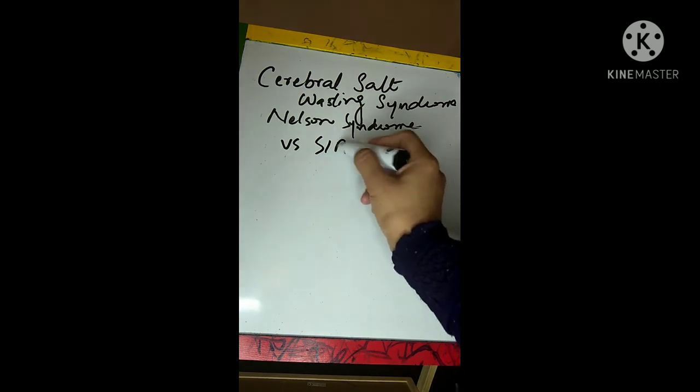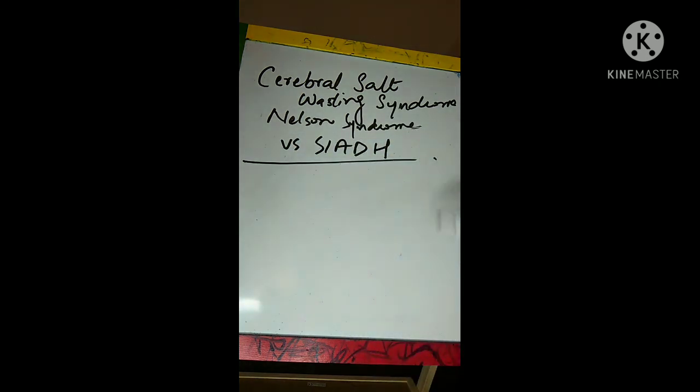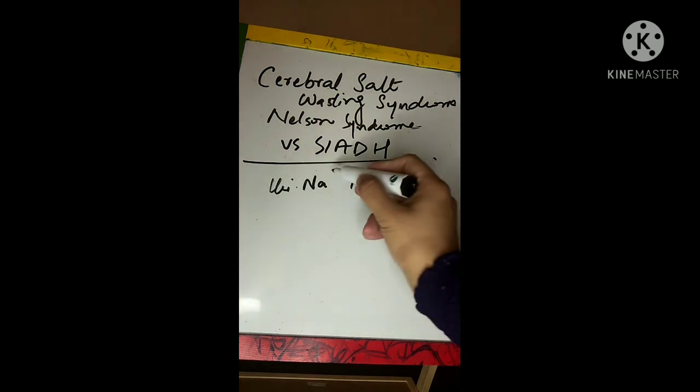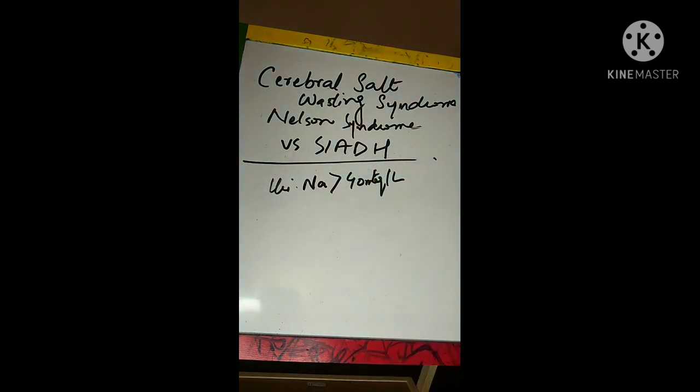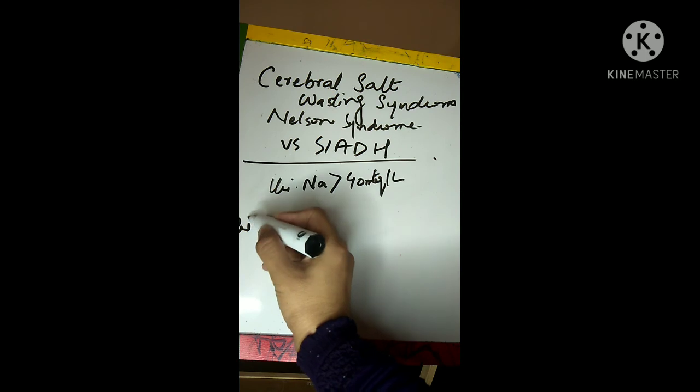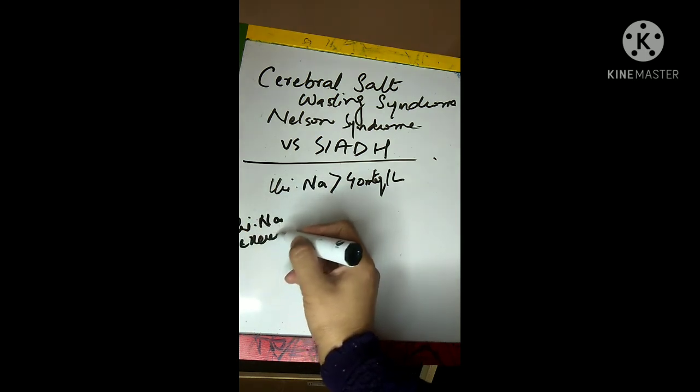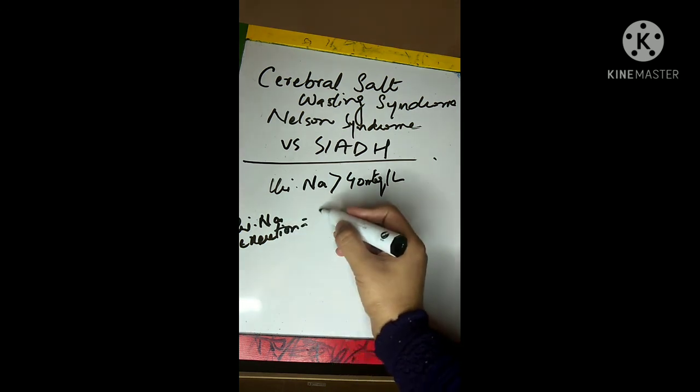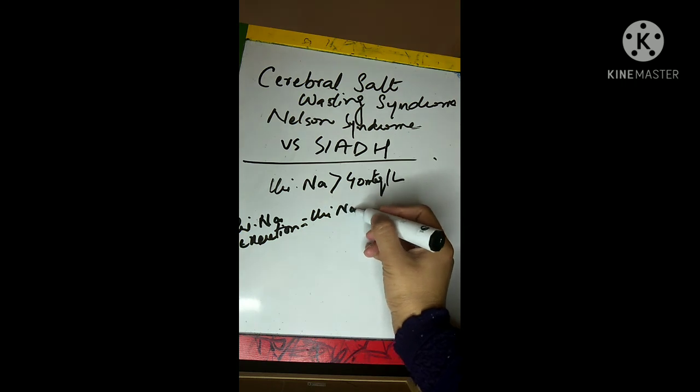So now I will tell you how to differentiate cerebral salt wasting syndrome and SIADH. In both of these conditions, the urinary sodium is more than 40 milliequivalent per liter. But in SIADH, there is increased reabsorption of water from the collecting duct because of the ADH, and hence there is dilutional hyponatremia. While in cerebral salt wasting syndrome, there is ANF, atrial natriuretic factor, that is causing sodium loss in the urine. So there is true hyponatremia basically because of loss of sodium.